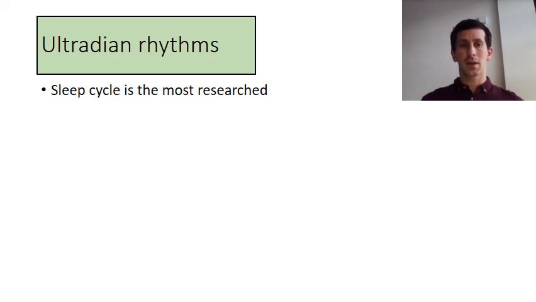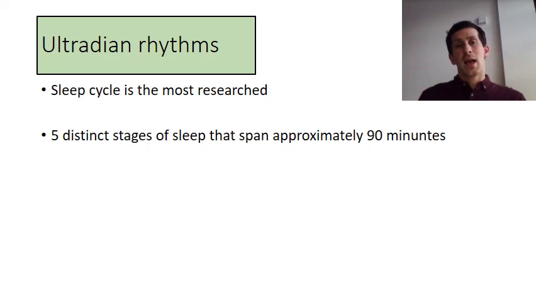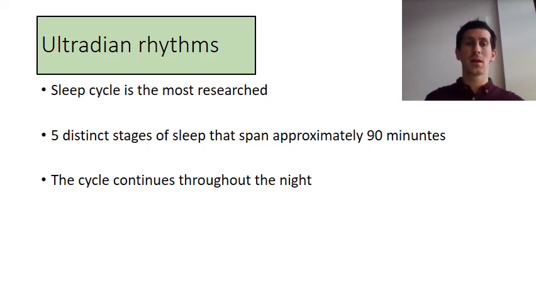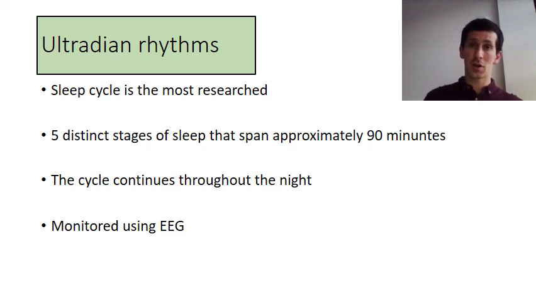This is slightly different. This is where it happens within 24 hours. So the sleep cycle is the most researched one. And based on research, and there's been so much research done on sleep, we know there are 5 stages of sleep. Okay, that occur over about 90 minutes. I'm not saying your sleep lasts 90 minutes, but these 5 stages occur within the 90 minutes. The cycle continues throughout the night. So the first 5 stages happen within 90 minutes, and then they occur over and over again. And we monitor this using EEG, and you should remember what that is based on previous video.